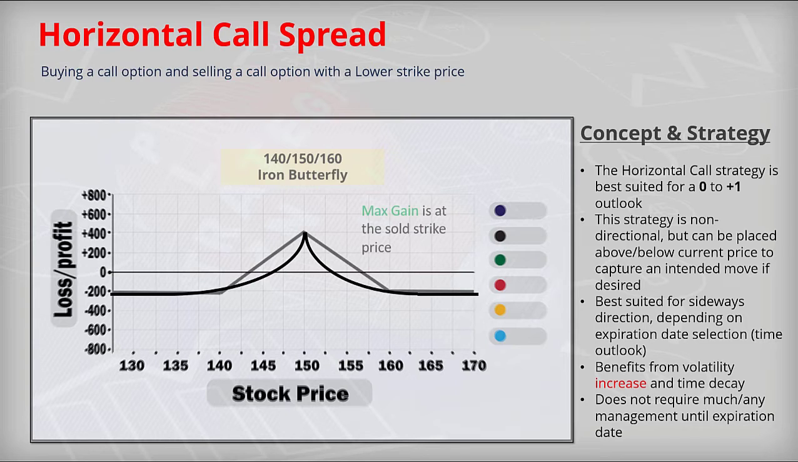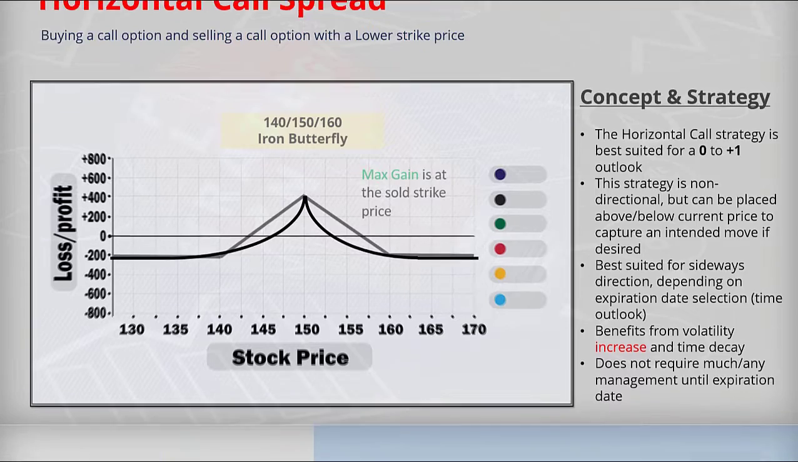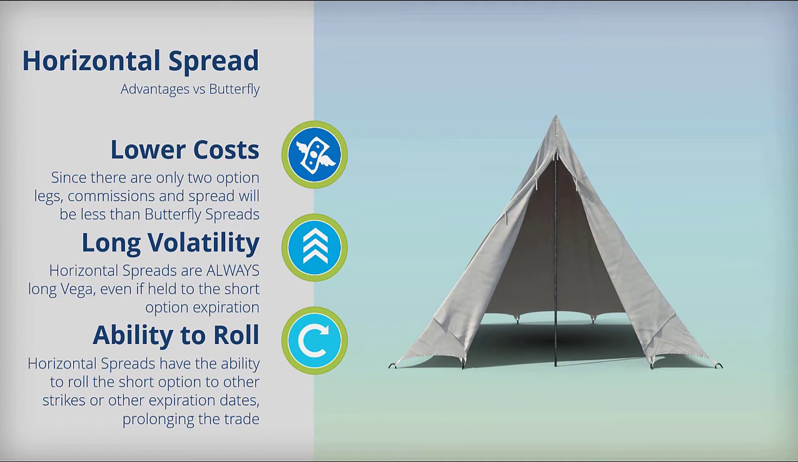You can see the profit area is really in the center here, and the wings here control our risk. So the question is, how are these different? Let's take a look at the differences between the two. First of all, let's talk about the horizontal spread, and we're going to talk about the advantages versus the butterfly specifically.